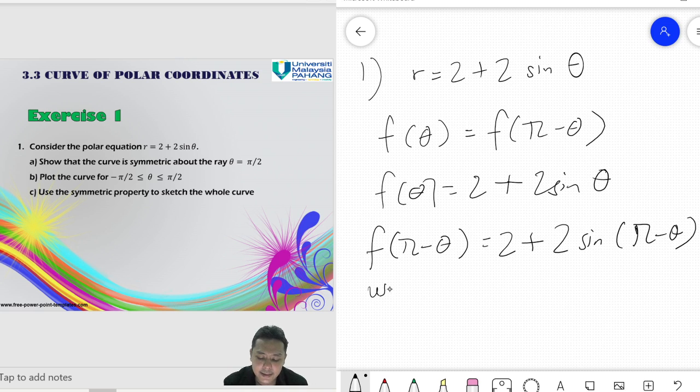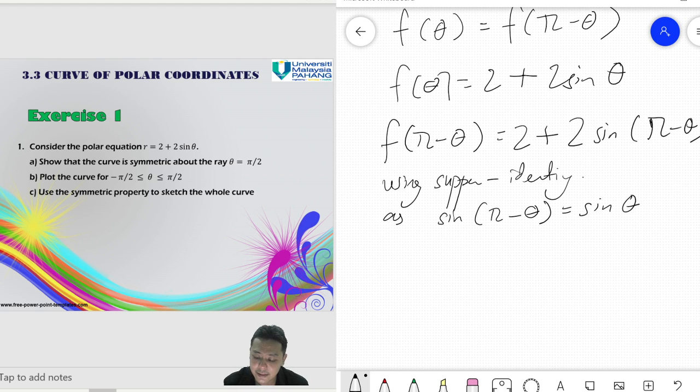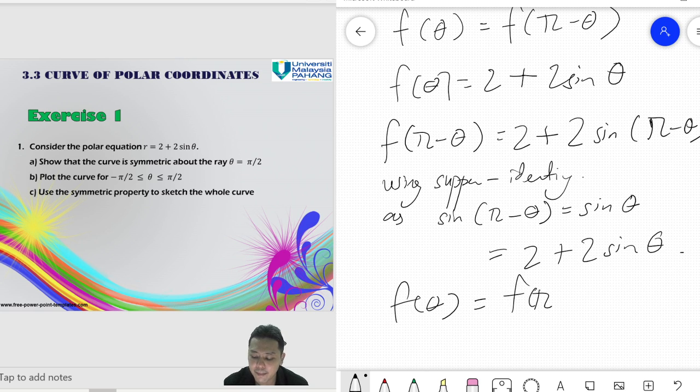Again, I use a supplementary identity. Later I will write down the identity. As sin(pi minus theta) is actually equal to sin theta, therefore f(pi minus theta) is 2 plus 2 sin theta. f(theta) is equal to f(pi minus theta), and I have already shown that it is symmetric at ray theta pi over 2.